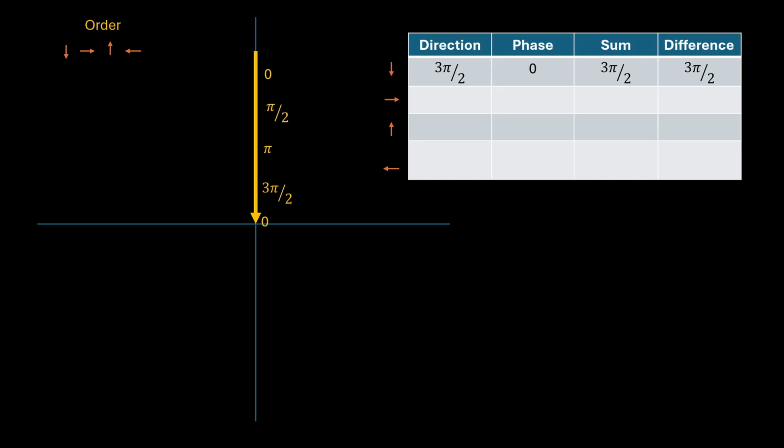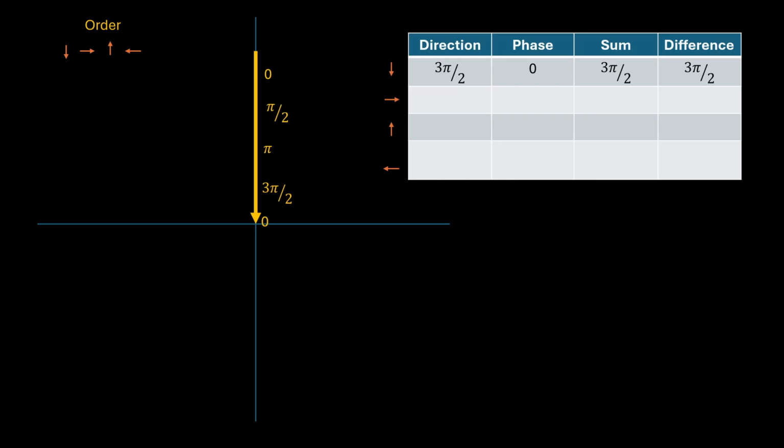Let's start with the wave direction shown by the yellow arrow, and let's focus on an instant of time when its phase at the point under consideration, that is the node, is 0. We can fill in the first row of the table. The wave direction is 3 pi by 2 and its phase we have just set to 0.